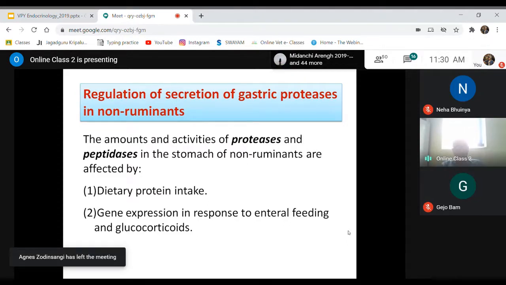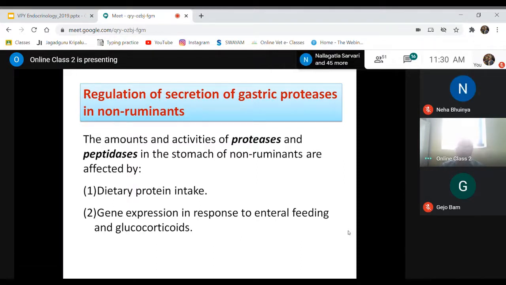So number 1 is dietary protein intake. So there should be sufficient protein intake. Then only there will be sufficient or optimal secretion of gastric proteolytic enzymes. When protein intake will be very low, that will be inhibitory for the gastric protease secretion.